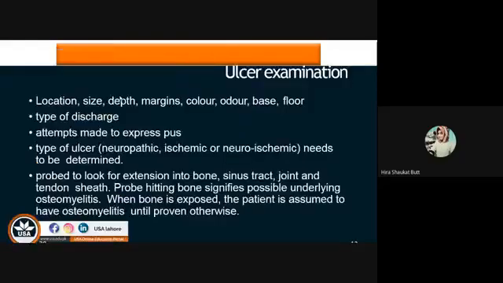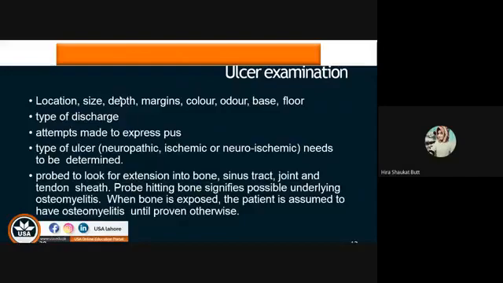Okay, so how to do the ulcer examination? You have to go through the location of the ulcer, because in this ulcer examination, we will fill the wound assessment chart that we have discussed in chapter number 5. So you have to see the location, size, depth, margins, color, odor, base, floor, and whether there is some kind of abnormal discharge from the wound or not, and whether attempts were made to express pus or not. What is the type of ulcer? Is it neuroischemic in nature? Is it ischemic, or is it neuropathic?